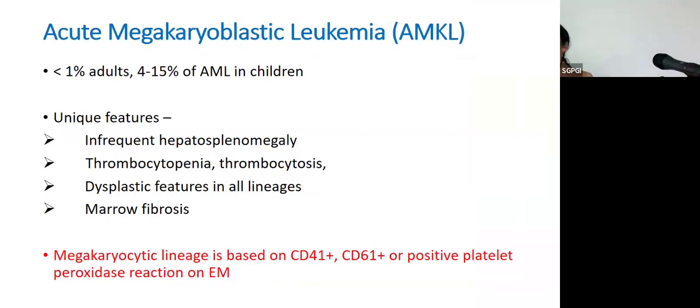Now, acute megakaryoblastic leukemia is a very rare diagnosis. It is seen more commonly in children. The reason is that it occurs in association with Down syndrome, right? And it has certain unique features. When I read about it, hepatosplenomegaly is actually infrequent in acute megakaryocytic leukemias. They can show thrombocytopenia, thrombocytosis. There is definite dysplasia in all lineages. And marrow has fibrosis. That is because of the megakaryocytes, right? And we establish the megakaryocytic lineage based on CD41 and CD61, or you have to do an electron microscopy.